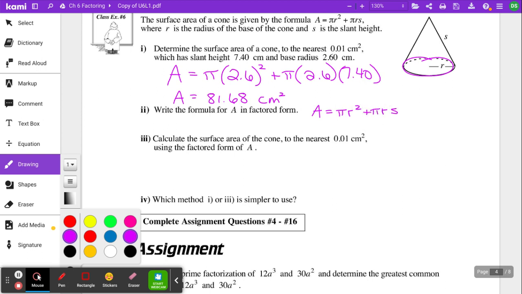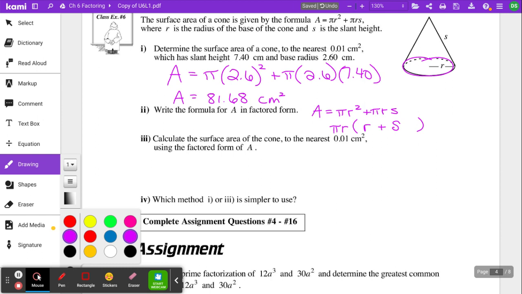To factor it means to break it into pieces that multiply together to get back the original. So, are there any common pieces in those two terms? Pi and r. So let's remove the common factor. And when I do that, I'm going to multiply it by something else to get back the original. What would I have to multiply it by? R plus s. There it is. In factored form.